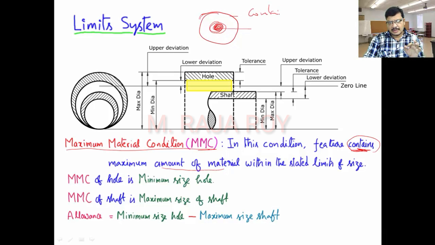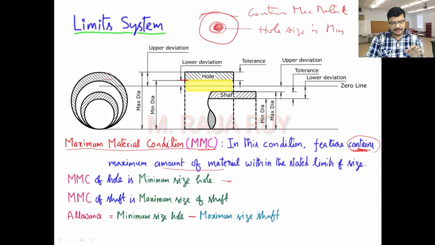It contains maximum material, which means the hole size is minimum. So here, this is the maximum hole size, this is the minimum hole size. So the minimum hole size we have considered up to here. That is with respect to the hole, that is the minimum hole.